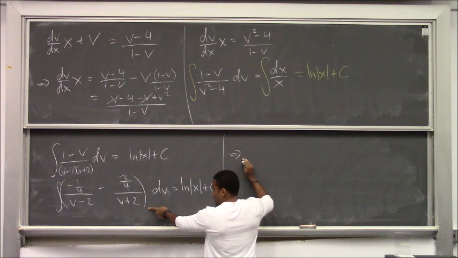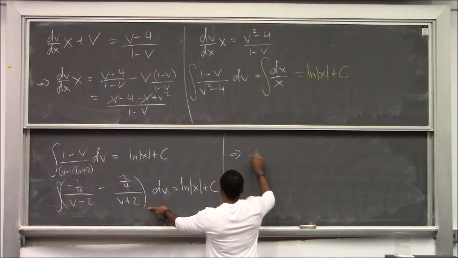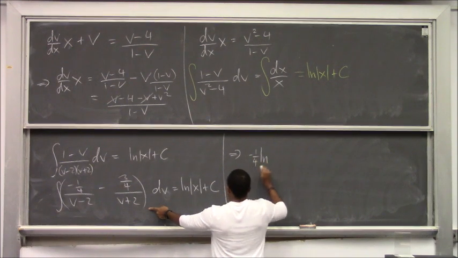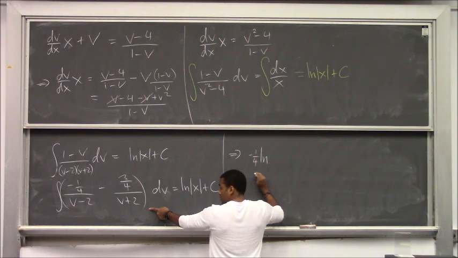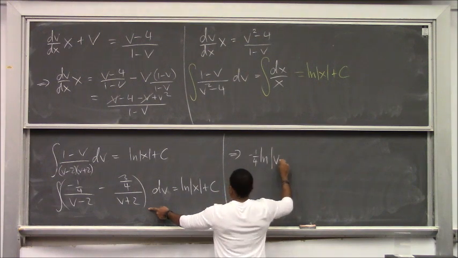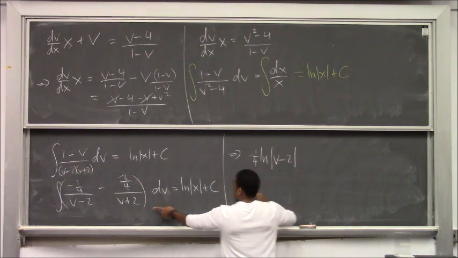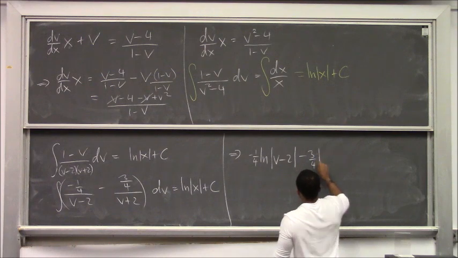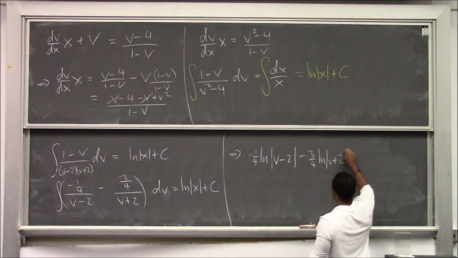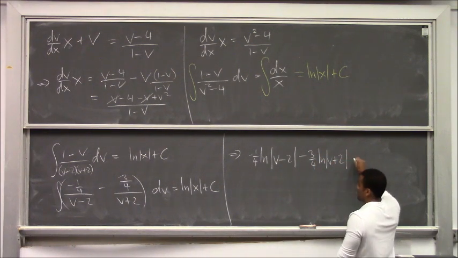ln of v minus 2. Come again? ln of v minus 2, minus 1/4. Yeah, ln of the absolute value of v minus 2, minus 3/4 ln of the absolute value of v plus 2, plus C. That's already in there.